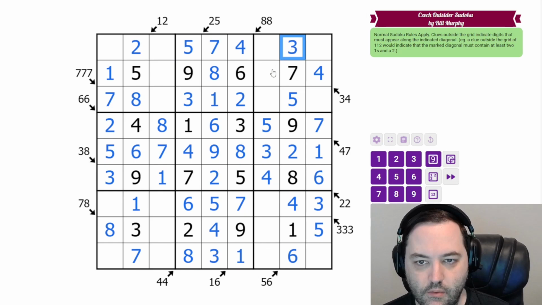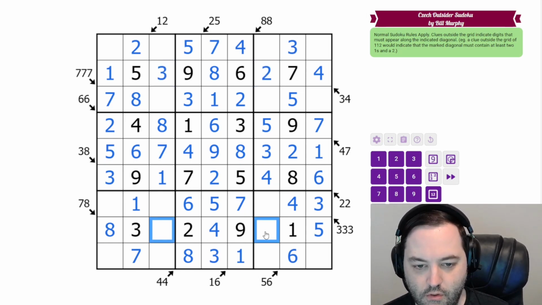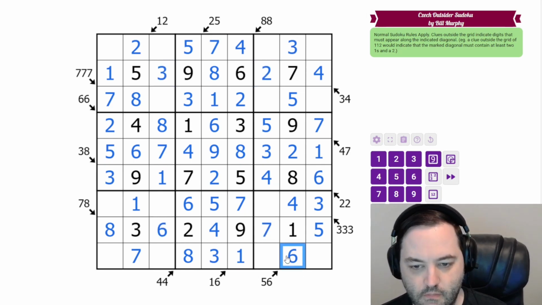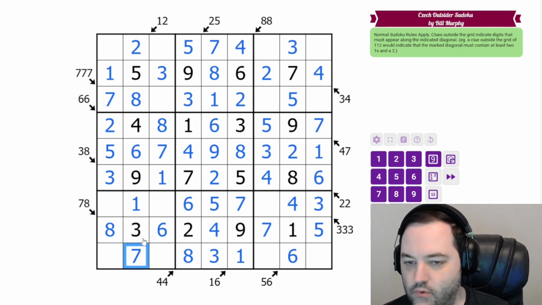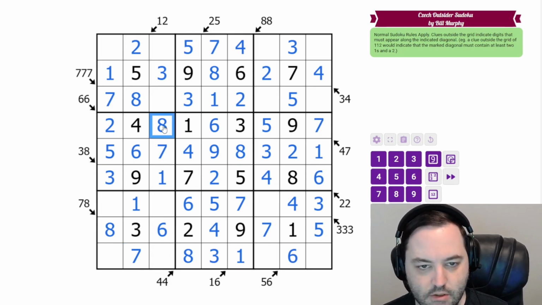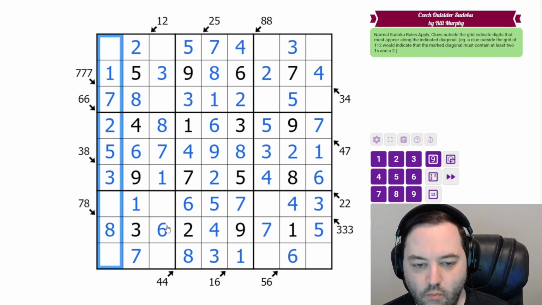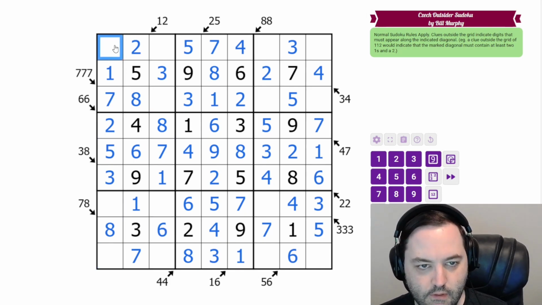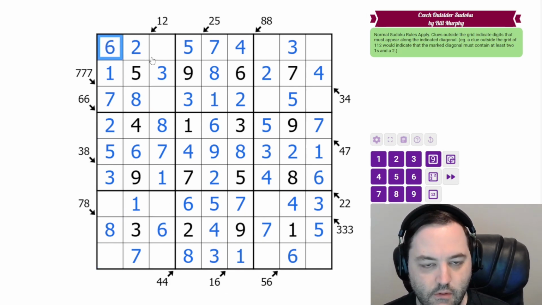In this row we need 2 and 3. In this row we need 6 and 7. And these clues are giving us a lot of information, so that makes the classic at the end a little bit easier. Column 1, we need a 6 somewhere, and there's a 6 here, so 6 has to go there.